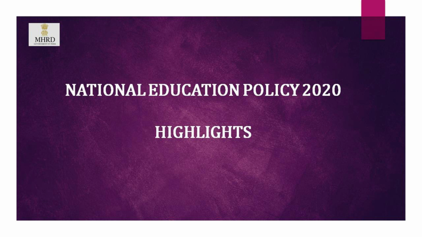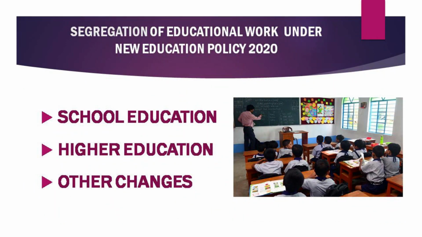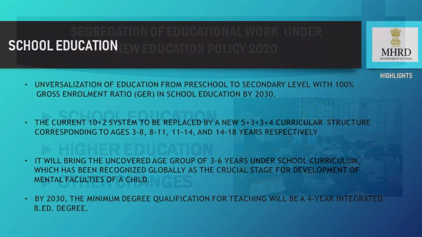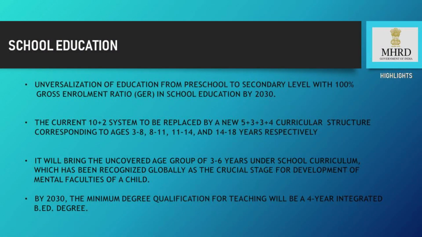The plans and programs of the policy have been grouped into three clusters. Number 1, programs for school education. Number 2, programs for higher education. Number 3, other programs. Under school education, the policy has introduced the concept of universalization. Now, what is the basic motive of universalization? To make a 100% gross enrollment ratio. The gross enrollment ratio will increase to 100% by 2030.